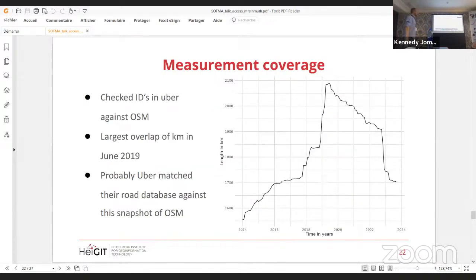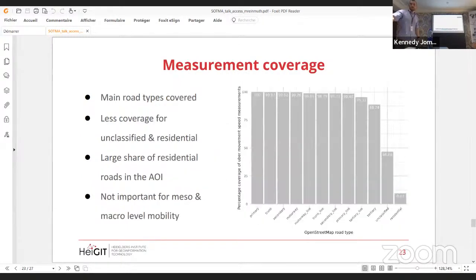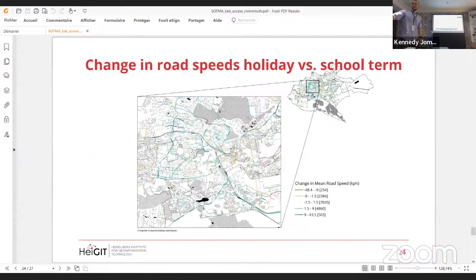And we see that also here. We did some OSM analysis. We saw, for instance, that for 2019 they fetched the data because there we see most of the segments present in the Uber data. So Uber did that work for us, matching it against the OSM data. Next slide.